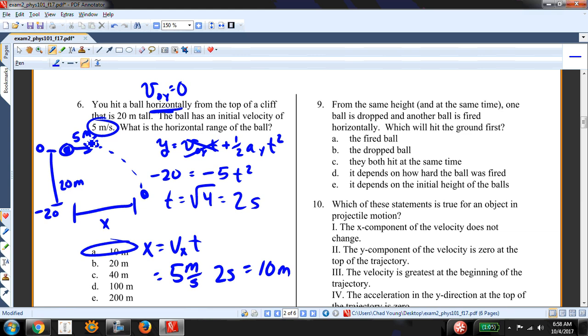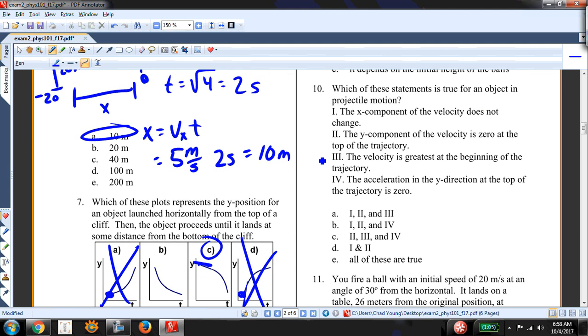From the same height and the same time, one ball is dropped and another ball is fired. Which will hit the ground first? Okay, similar. So I have two balls, one is dropped, one is fired. They both fall to the ground. They will hit the ground at exactly the same time. So C is the right answer for number 9.